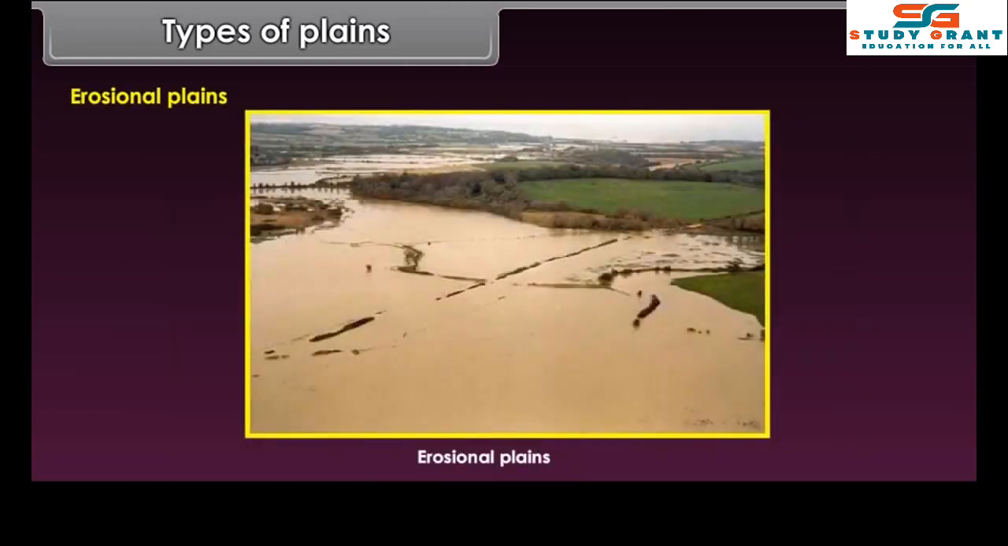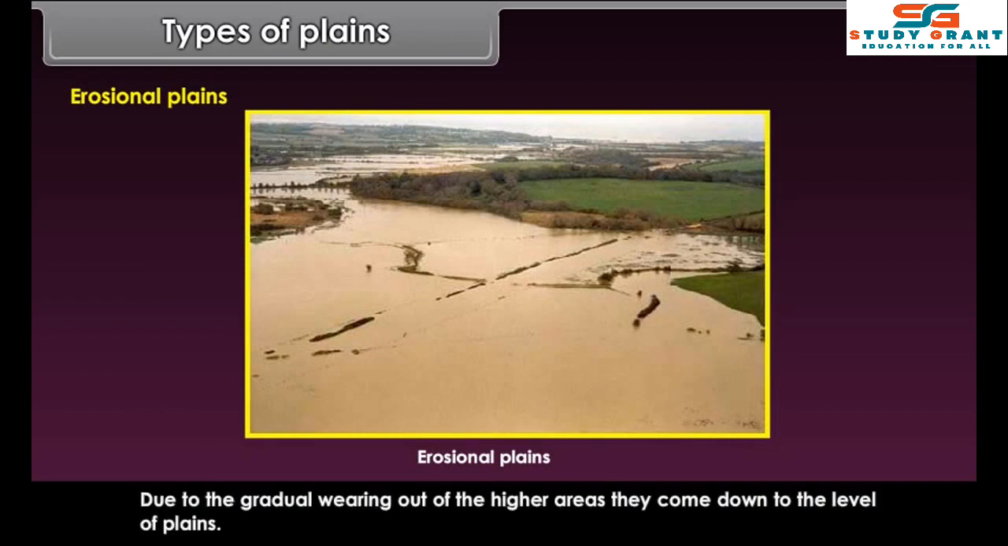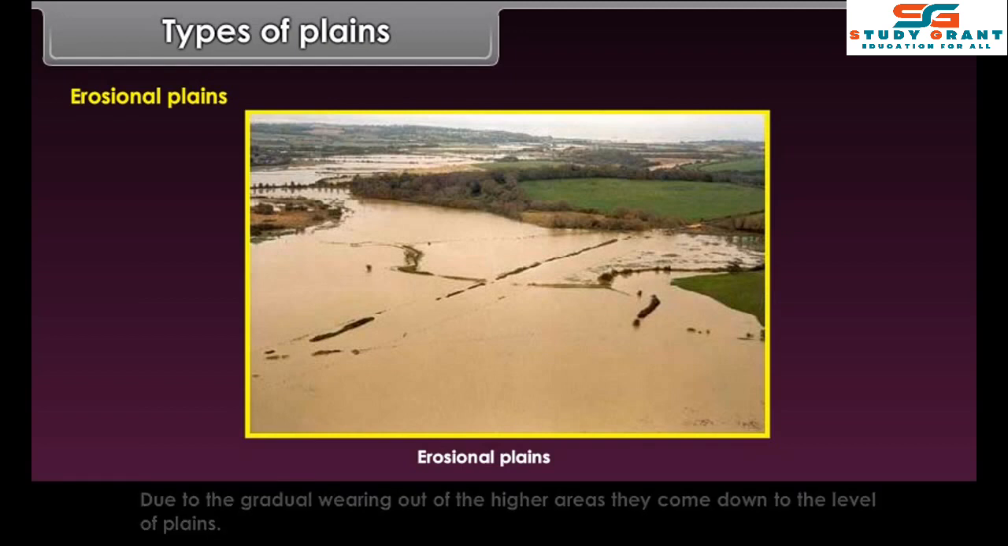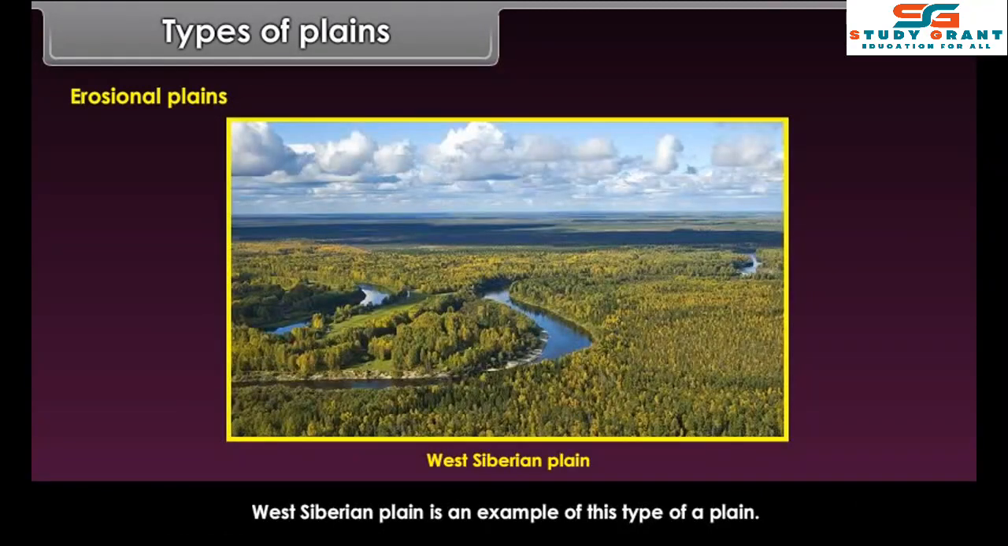Erosional plains. These are plains which are formed due to the constant erosion of the high areas, that is, the hills and plateaus, etc. Due to gradual wearing out of the higher areas, they come down to the level of plains. They are not very smooth plains, but often undulated. They are also known as peneplains. The West Siberian plain is an example of this type of plain.